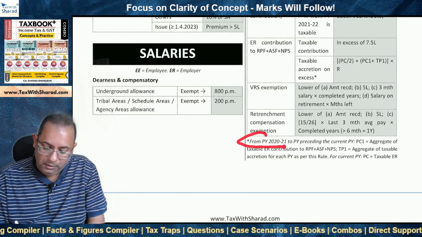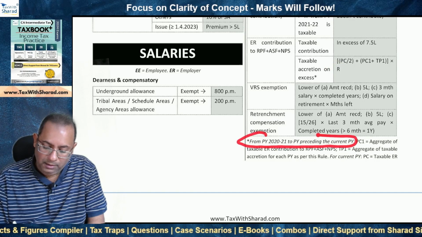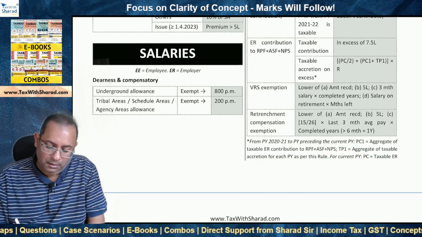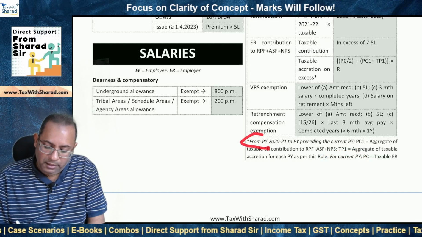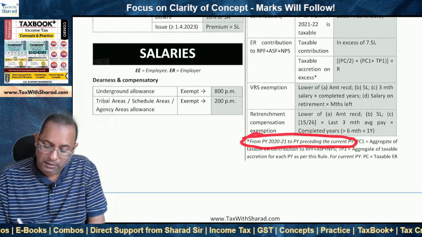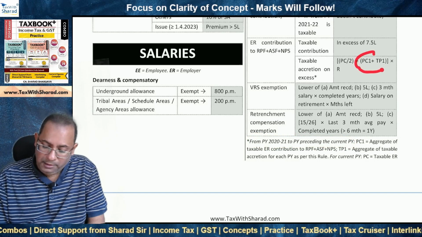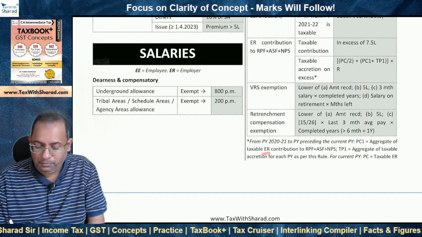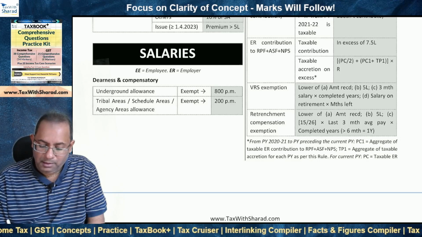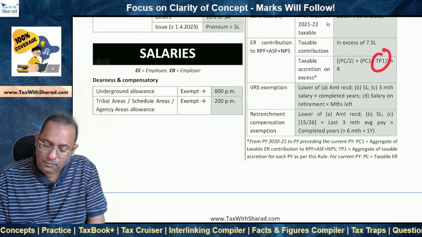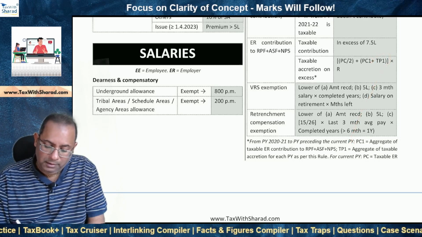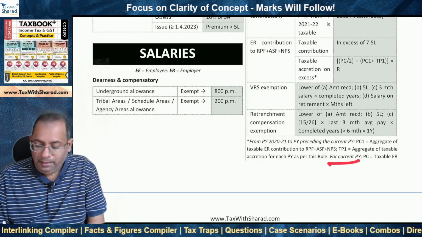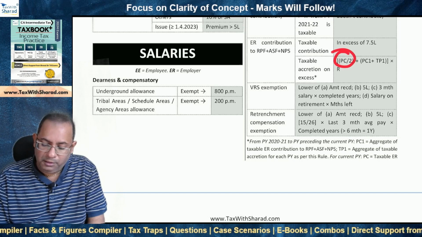The first is from previous year 2021 to the previous year preceding the current previous year. And the second time period is for the current previous year. Now, for the first one, what is relevant is this aspect of the formula. Here PC1 stands for the aggregate of taxable employers' contribution to RPF, ASF plus NPS that is more than 7.5 lakh. TP1 is the aggregate of taxable accretion for each previous year, which is computed as per this rule.